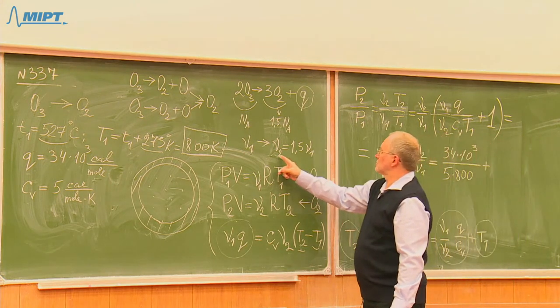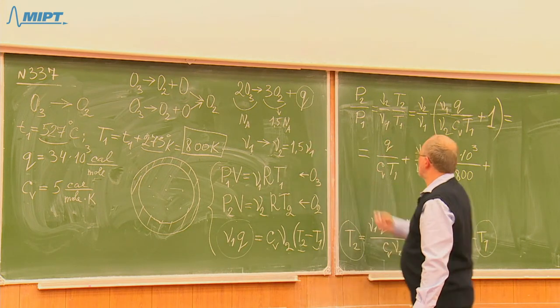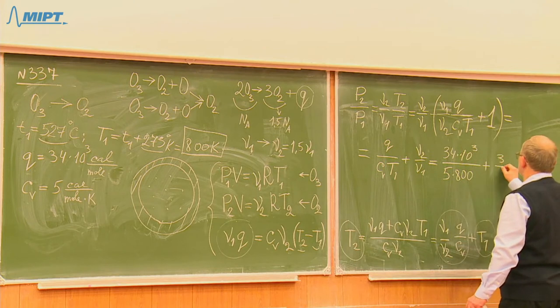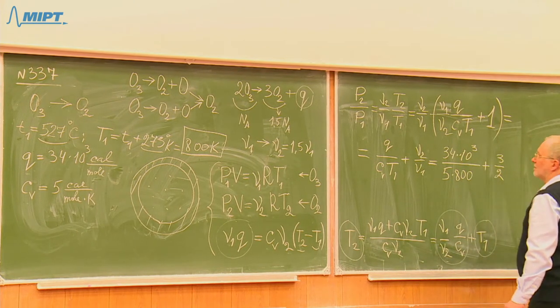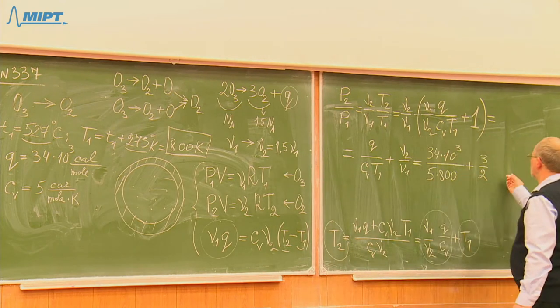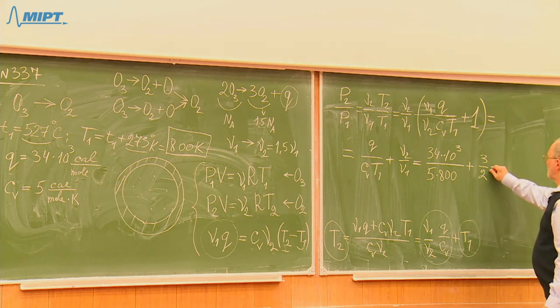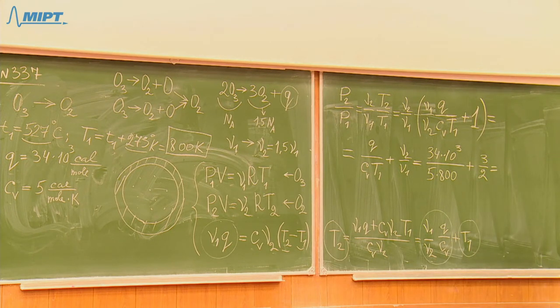And the ratio of the moles is well known to us. Nu2 divided by nu1 is 3 over 2, which is 1.5. OK, you can put it as 1.5. No problem.